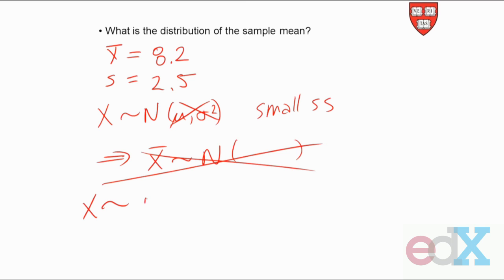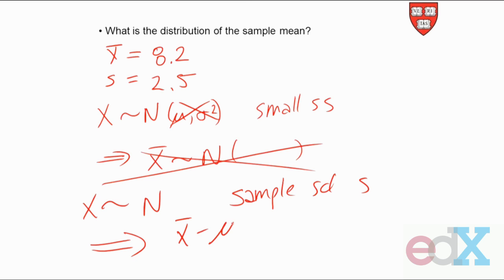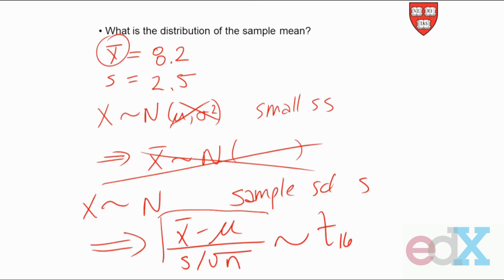However, given that we know that x is normally distributed and we know the sample standard deviation, we learned in class this week that x bar minus the true mean mu, divided by s, the sample standard deviation, over the square root of n, is going to follow a t-distribution with n minus 1 degrees of freedom. So in our case, n minus 1, 17 minus 1, is going to be 16. So we don't know the direct sampling distribution of x bar, but we do know that x bar minus mu over s over the square root of n follows a t-distribution with 16 degrees of freedom.